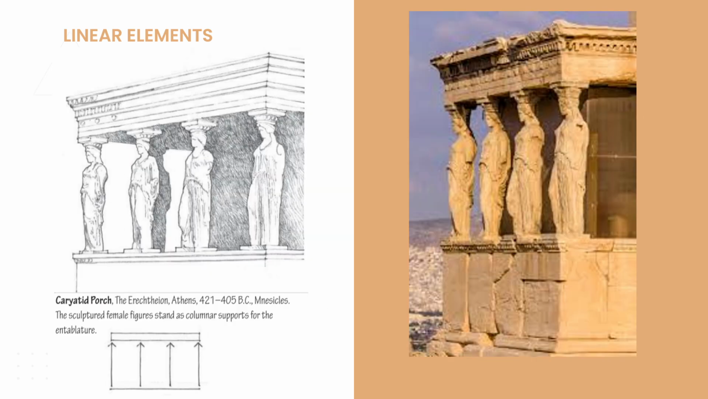So these columns are in Greece, no? Directly on Athens. This is what we call the Caryatid porch. It is the sculptured female figures standing as columnar supports for the entablature. The entablature is the big beam at the top of their heads. This one is a real life, real actual photo. So these female figure columns are what we call the Caryatid porch.